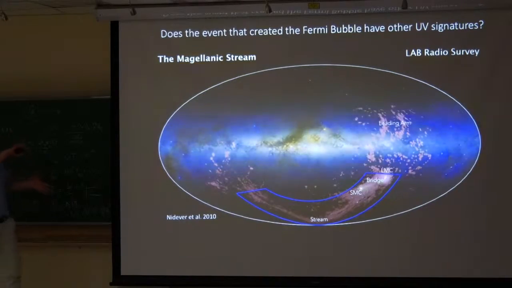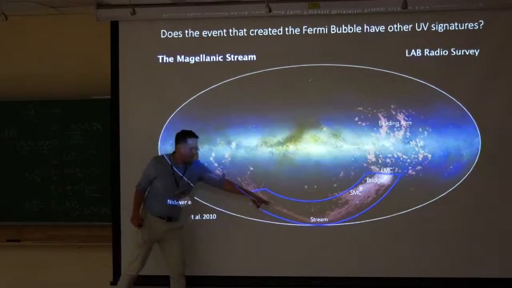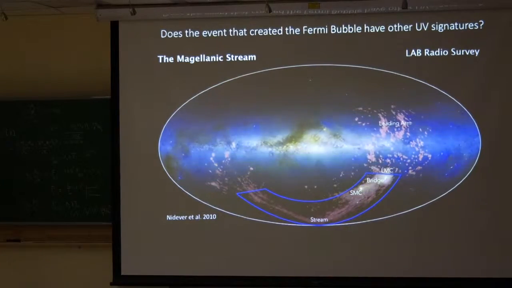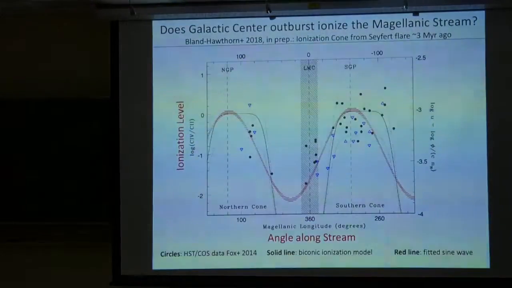And it's just sitting below, this is passing through the South Galactic Pole here. So if there was radiation that came out from the galactic center, you could ionize the stream, and in theory, you could observe that. So we've looked for this recently, and this is work that's in preparation using our UV data.